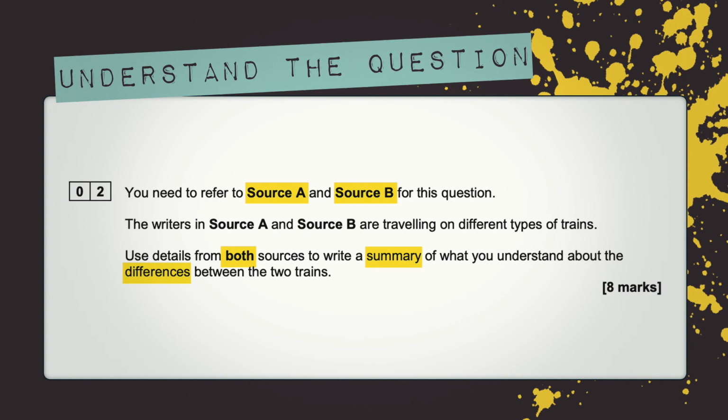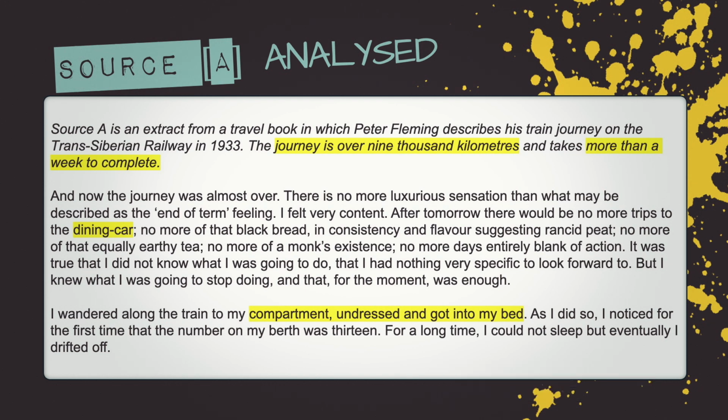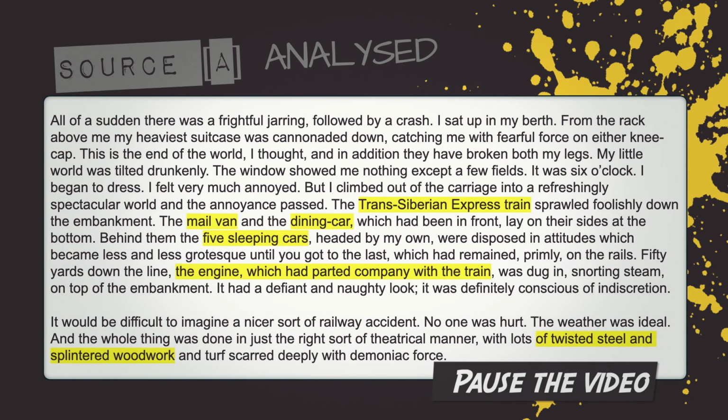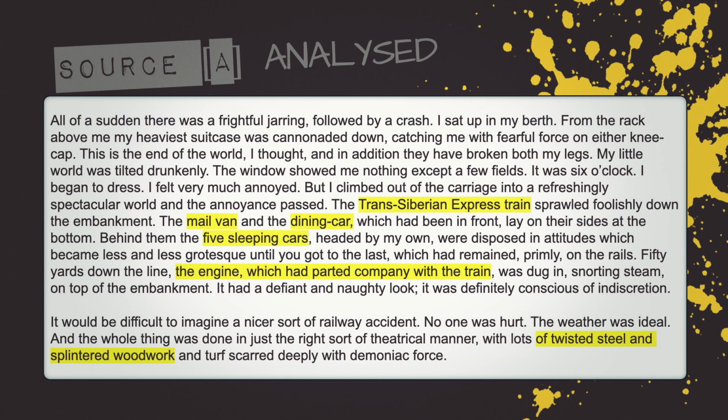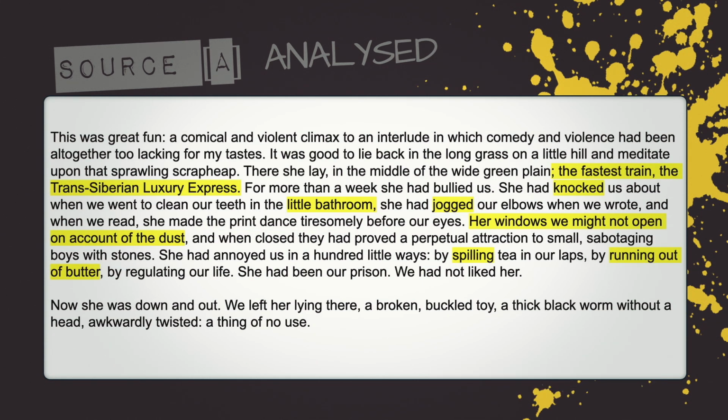Pause the video on each of the upcoming pages and read them. As you read, keep this question in your mind and look out for the evidence that will help you answer it. Remember, we have to make a summary of the differences. Now pause and read this page. Notice how I highlighted features of the first train to help me make a summary of it. Now pause and read this page too. To see how I picked out the features of the train.